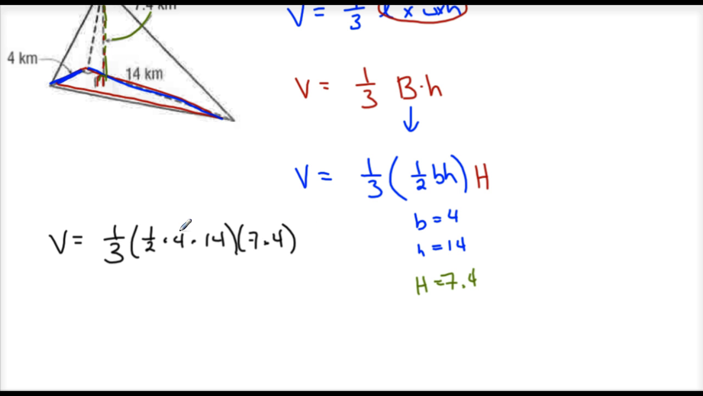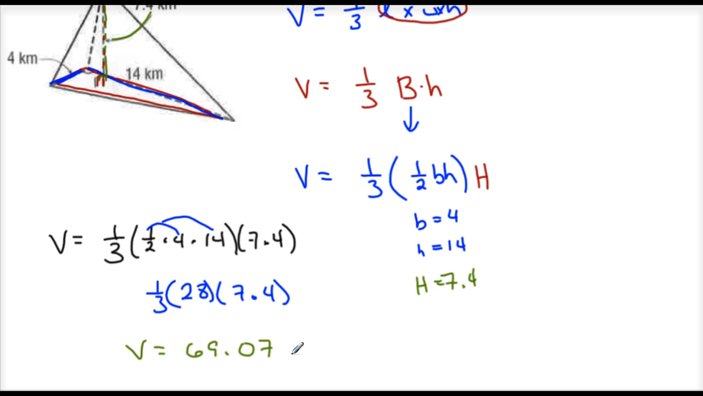So we can do this here. 1/2 times 4 is 2. 2 times 14 is 28. So 1/3 of 28 times 7.4. Somebody can help me out on that one. What's 28 times 7.4 divided by 3? 69.06, so 69.07 when rounded. What are we talking about? Kilometers cubed.